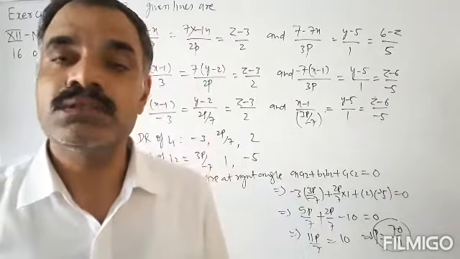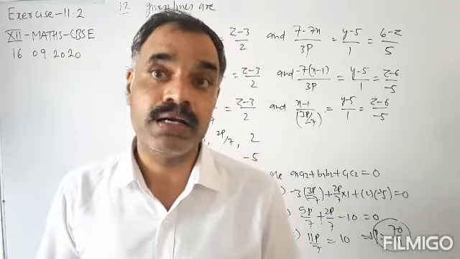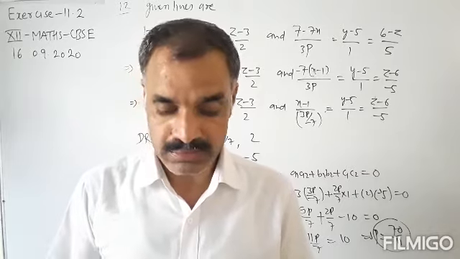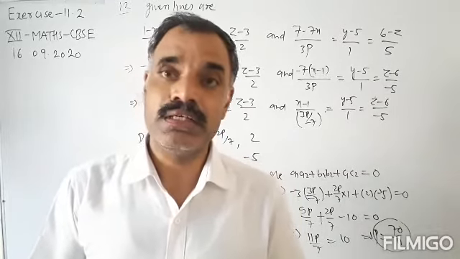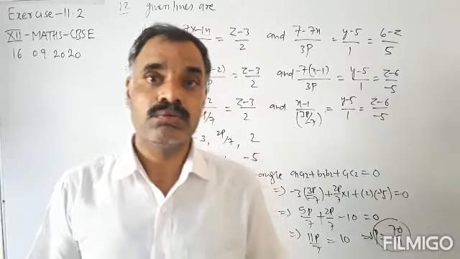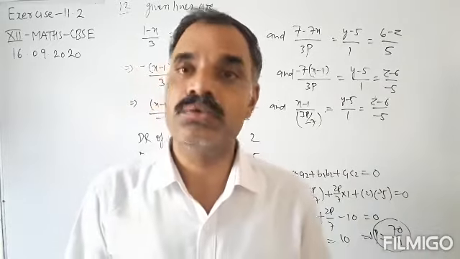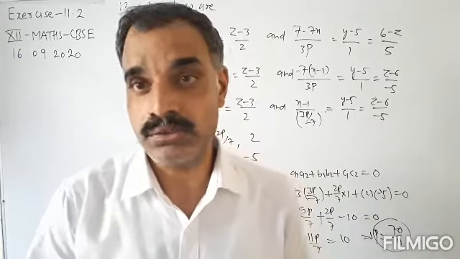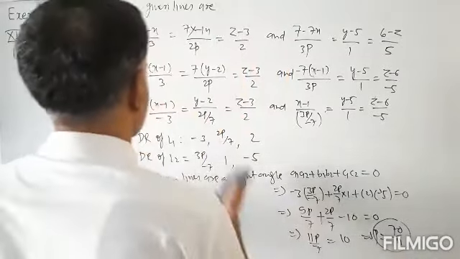Okay, so this was question number 12 of exercise 11.2. Now taking question number 13. This also says that we have to show that the given lines are perpendicular to each other. Okay, so you can solve this. Now let us take another question, number 14.